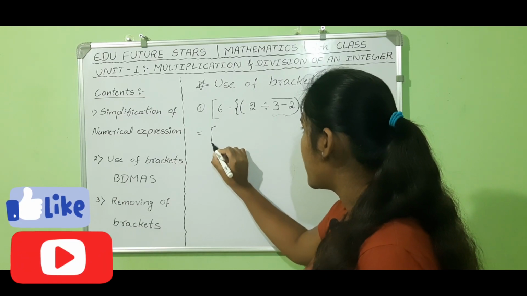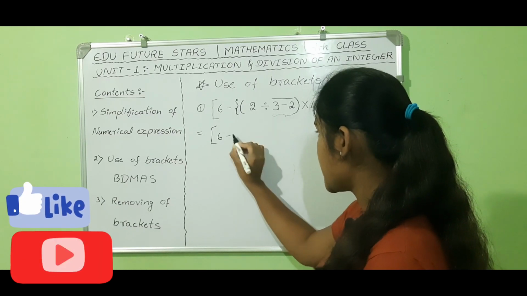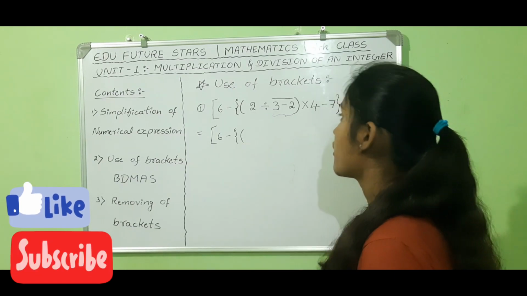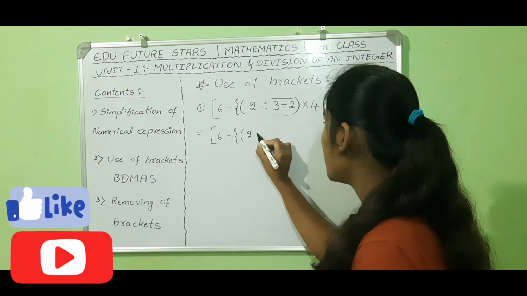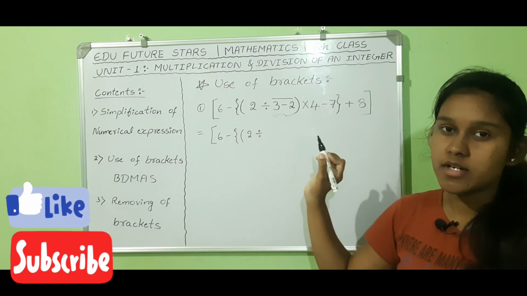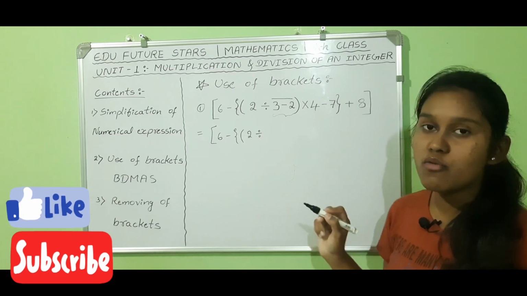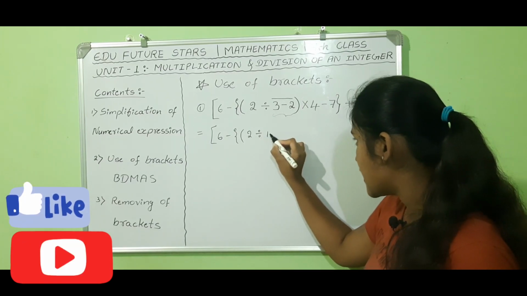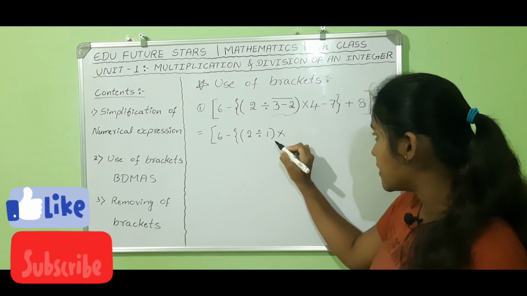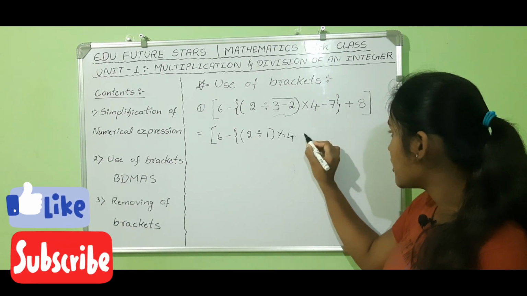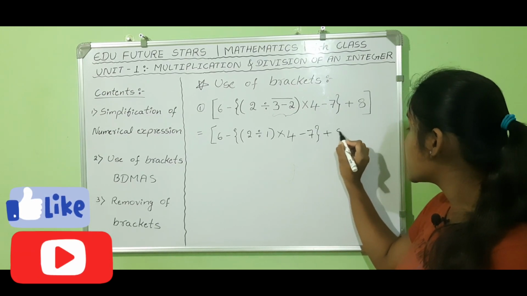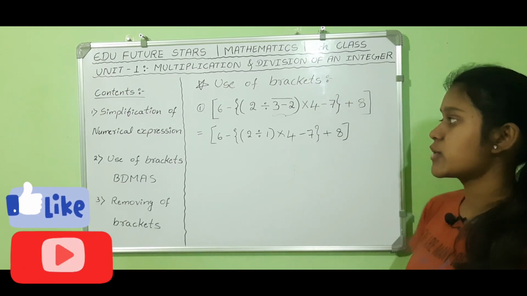So open bracket 6 as it is minus open flower bracket, again open round bracket 2 divided by 3 as it is. We are solving the vinculum first. 3 minus 2 is how much? 1. Let's write 1, close the bracket. Then we have the multiplication symbol and 4 minus 7, close it, plus 8 and close.